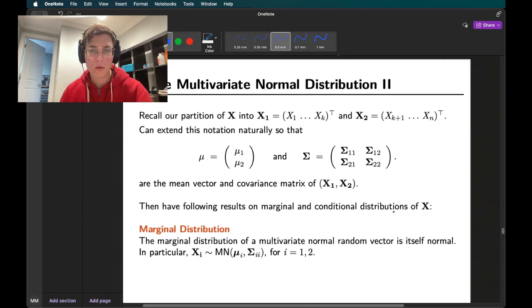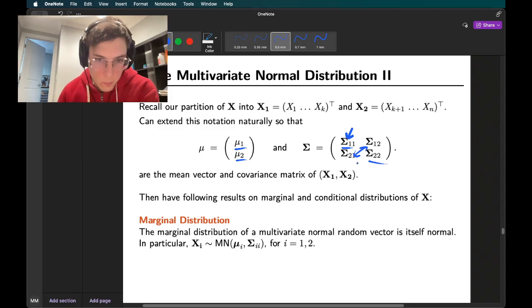Okay, the multivariate normal distribution 2. Recall our partition of x into x1 and x2, so we're partitioning our big random variable x into parts. Basically, what he's done here is he's just split it up into two. So then we have mu1 and mu2, and then we have the covariance matrix. This doesn't have to be the identity, right? It's just the covariance matrix of 1 1 and then 2 2, and I think it should be symmetric. I think these should be the same.